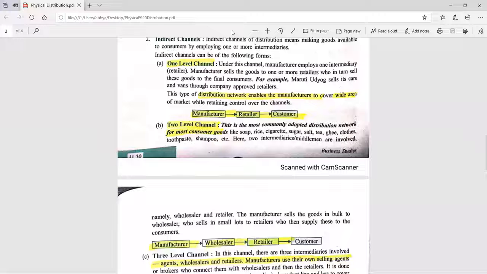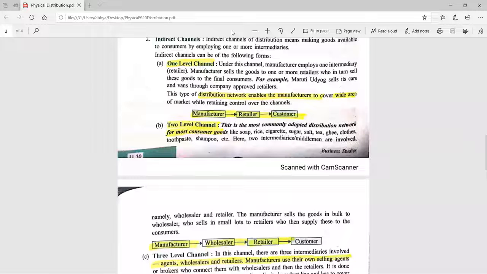Why? Because in a one level channel only the retailer is there. Why do we need to select a one level channel there? Because the demand for such products is not as much as for FMCG products. FMCG products are all the daily need items, fast moving consumer goods, which we need in our bathroom or in our kitchen or for our daily utility services. So a one level channel will be suitable only for products which are of expensive nature, or which have some technical specifications that need to be communicated to the consumers. In this, only one middleman is there, and that middleman is known as the retailer.